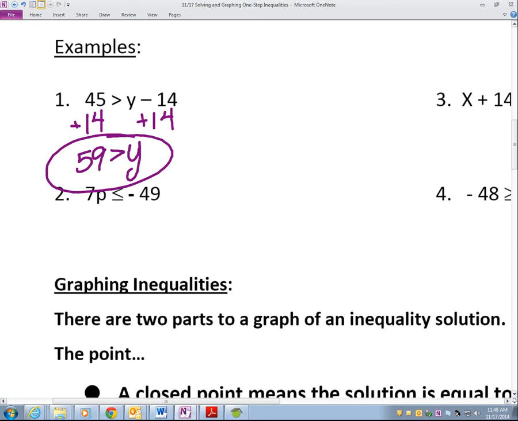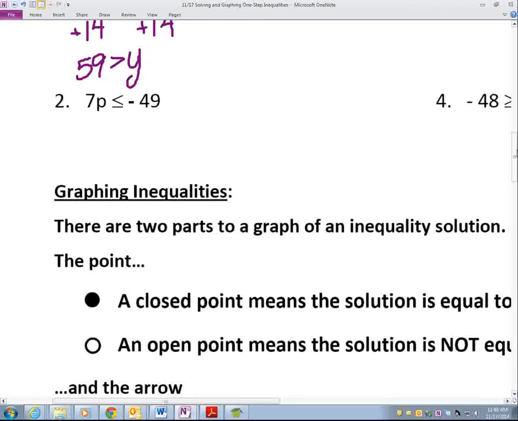Then, for number two, first off, what's happening to P? What's happening to the variable? Just what's happening to P? And you should all have what I have written down for number one written down. P is being multiplied by 7. So to undo that, the inverse of multiplication is division. So I need to divide right here, and I can divide because it isn't a fraction that we started with. Now, do I need to flip the sign?